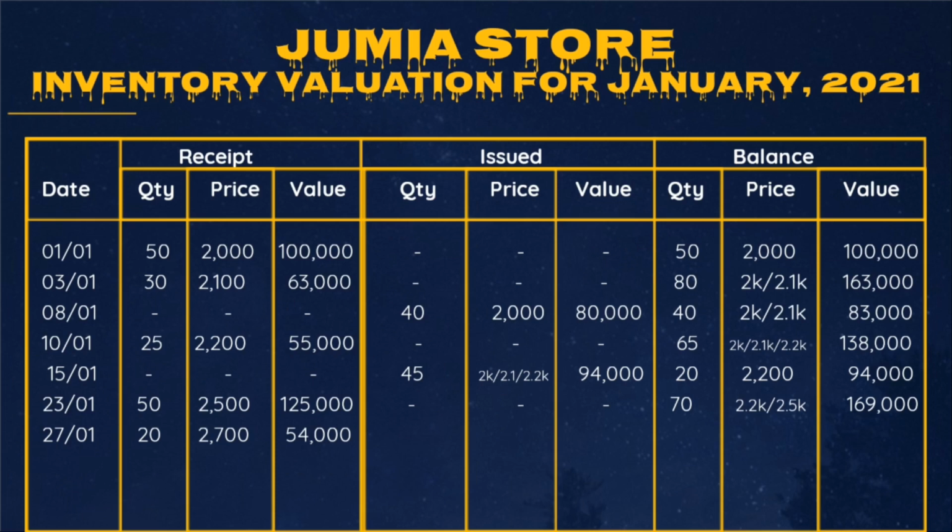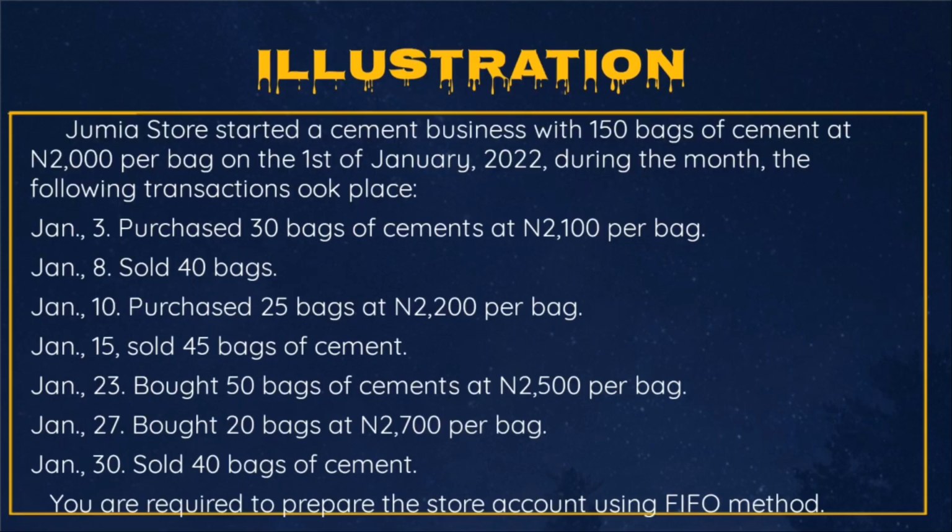Under the receipt you are not receiving, that will be dash dash dash. Why the balance? There are 70 bags of cement in the store before. Now we are receiving 20. That will be 70 plus 20, that will be 90. So the price will be, we have 2,200, 2,500 in store before. This one is 2,700. So the price will be 2,200, 2,500 and 2,700. And the value is going to be 169,000 plus 54,000, which is 223,000 naira. So then the last item we are having, which is on January 30th, sold 40 bags of cement.